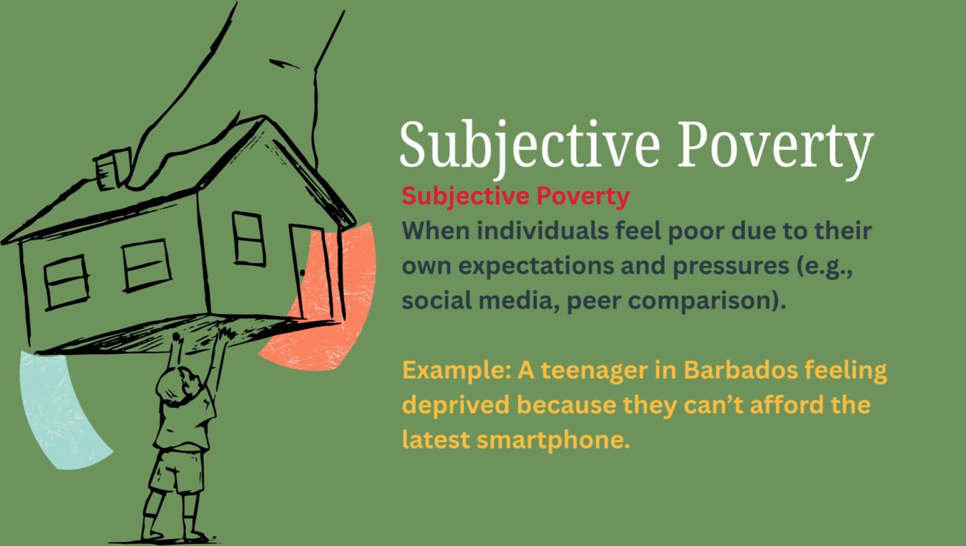And an example here is a teenager in Barbados feeling deprived because they can't afford the latest smartphone. No, a smartphone is not a basic need. It's not necessarily something you need to live comfortably, but it is something that is beyond your scope, and your inability to access it could cause you to feel subjectively poor. And in Jamaica, we call this one red eye. I hope you can relate.